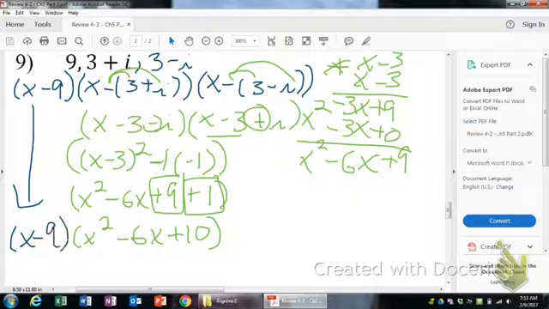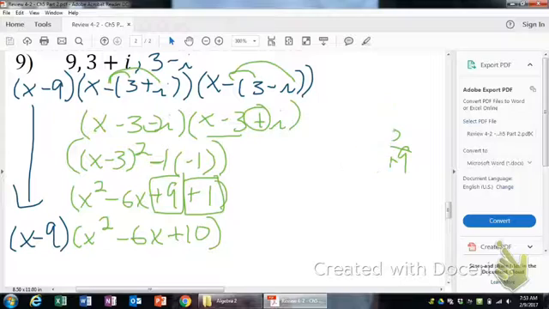It came straight down. So now I'm at a point where I can go ahead and multiply out these two, the trinomial by the binomial. I'm going to go ahead and erase this over here so I have some extra room. There we go. So now I have x squared minus 6x plus 10 times x minus 9.